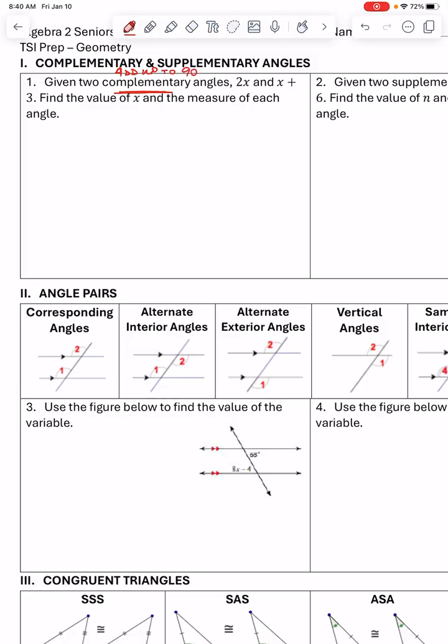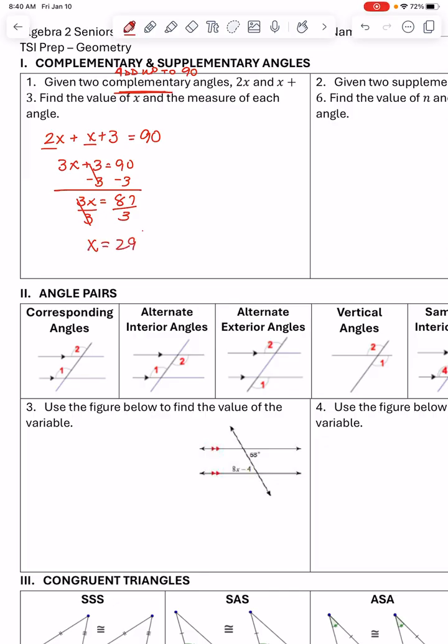So it says given two complementary angles, 2x and x plus 3, find the value of x and the measure of each angle. So if complementary angles add up to 90, we just need to take our two angles and they add up to 90, right? So we combine like terms, 3x plus 3 equals 90, subtract 3, that would be 87, and if we divide by 3, that would be, what, 29?